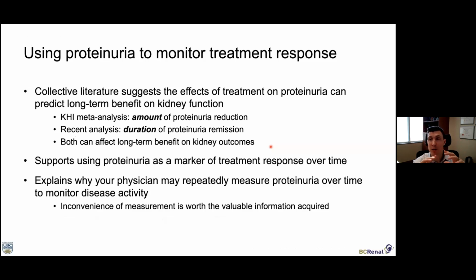So why have I spent so much time going over this data? It's because this data explains why your physician may be so focused on repeatedly measuring proteinuria over time in order to monitor disease activity. We acknowledge that this is an inconvenient and time-consuming test to do, but the amount of information you get out of this test is extremely valuable in terms of understanding what's happening with disease activity over time.